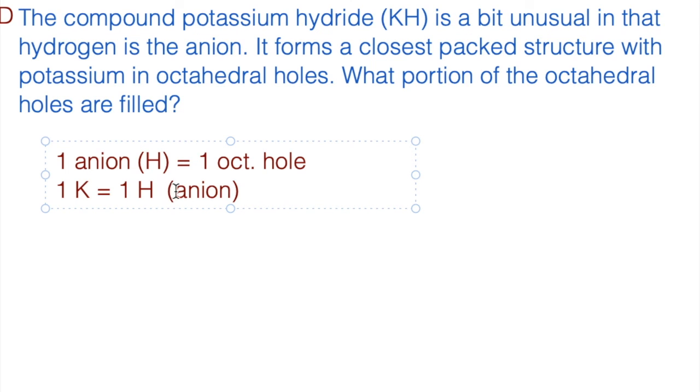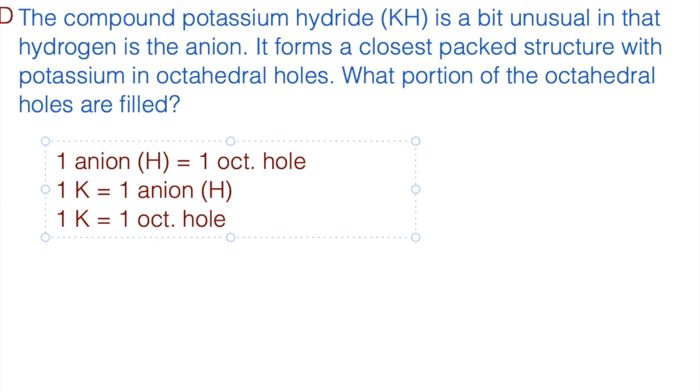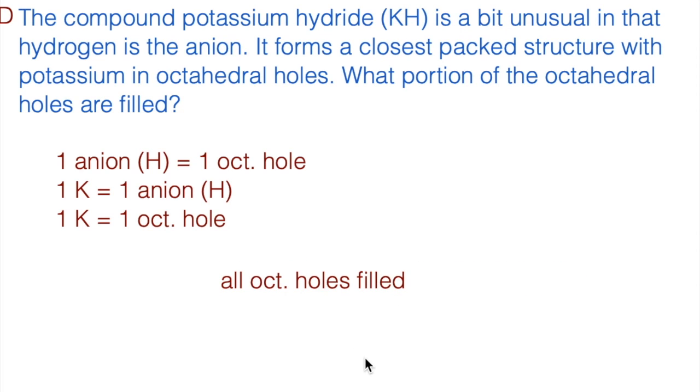So these are written in a different order here. I guess I could fix that. So for every hydrogen anion, there's 1 potassium. And so now we can see that since A equals B and C equals A, B must equal C. So we have 1 potassium equaling 1 octahedral hole, meaning there's a 1-to-1 ratio between potassium cations and the octahedral hole, so all of the octahedral holes are filled. So that's the answer to the question of what portion of the octahedral holes are filled. Out of every 1 hole, 1 is filled, so they're all filled.